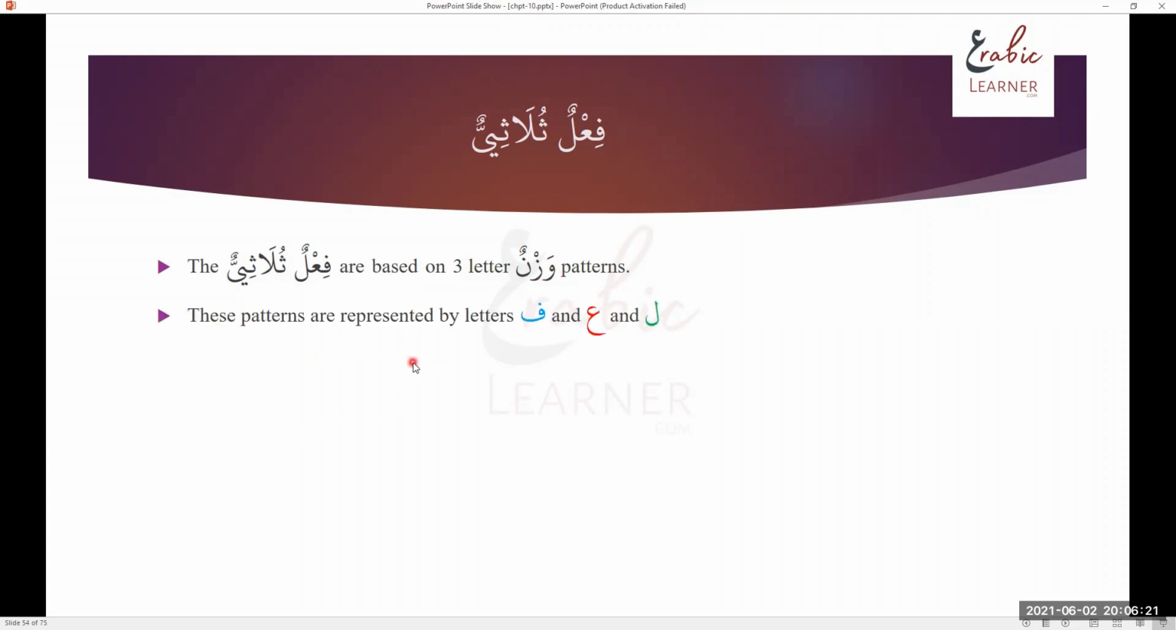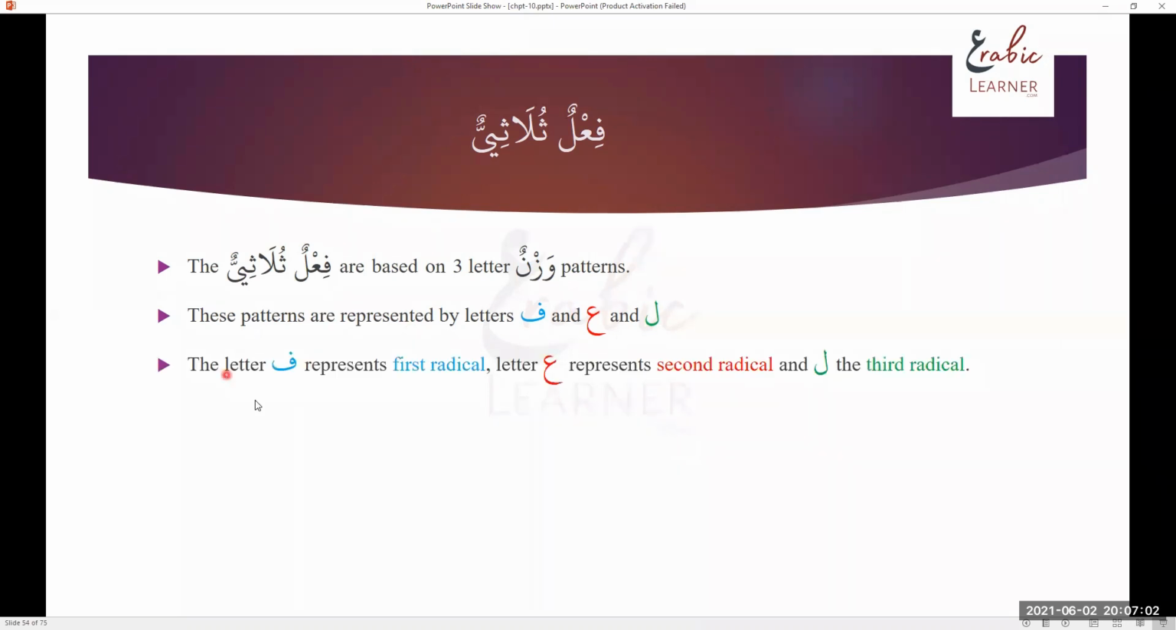Now, these patterns are represented by 3 letters. The experts of Arabic grammar have fixed these letters as fa, ain, and lam. This is kind of a pattern, and in place of these letters, any other letters can come. You will know it very soon. So the letter fa is the first radical, the letter ain is the second radical, and the letter lam is the third radical. This is how it is denoted by the scholars of the Arabic language.